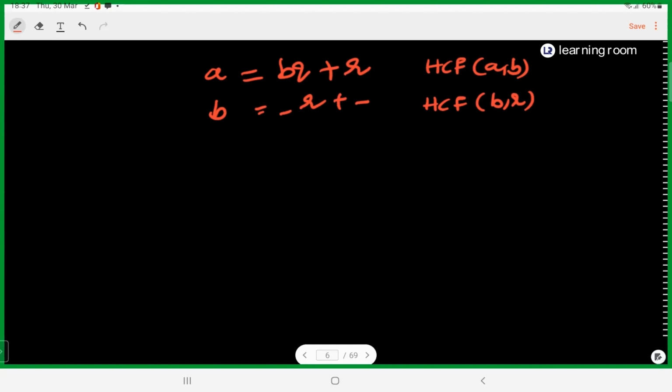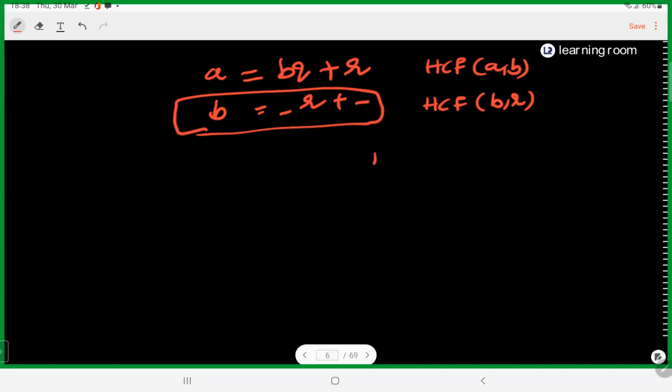So when can we do this? When HCF of A comma B is equal to HCF of B comma R, and it must proceed further. Then only we can do this. Otherwise we can't equate it, no? So now we need to prove that HCF of A comma B equals HCF of B comma R. If I prove that, again I can consider this is A comma B, then next time it will become B comma R, right? So I just need to prove that HCF of A comma B equals HCF of B comma R.